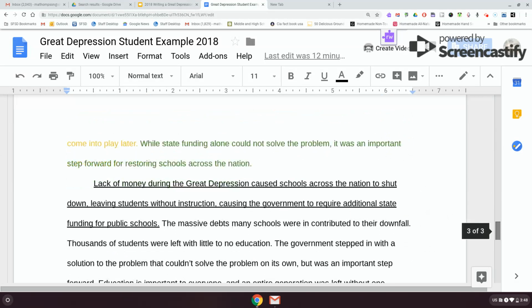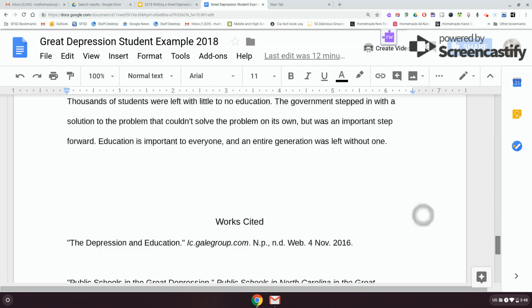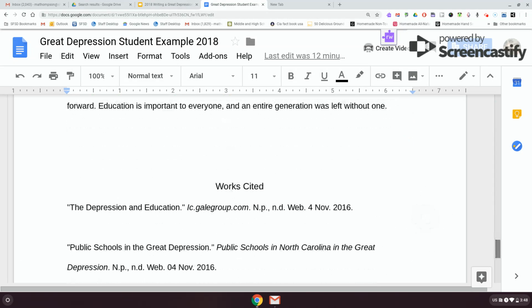And as you get down near the end, you can see my conclusion. I've underlined the restatement of thesis. I've got the main points restated. And then at the end, I used EasyBib to create a works cited page to list the sources that I actually used. That's the end of this presentation.